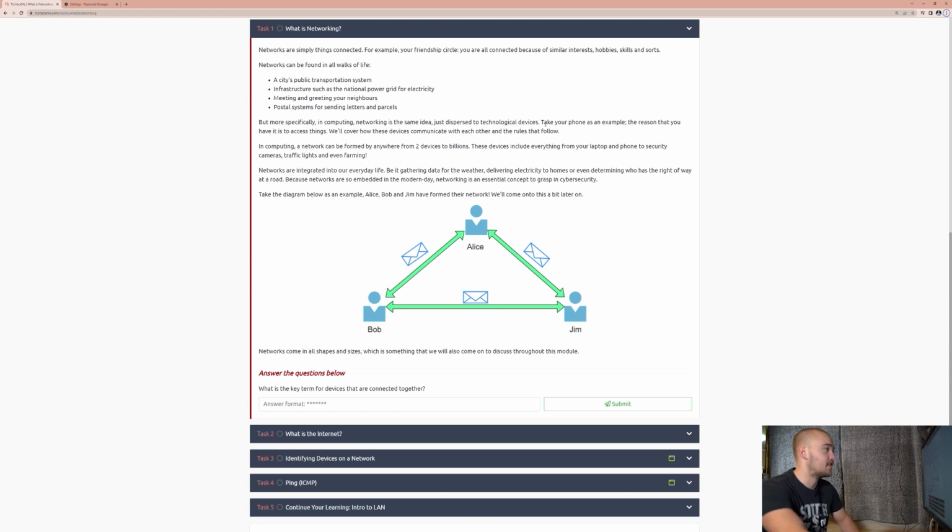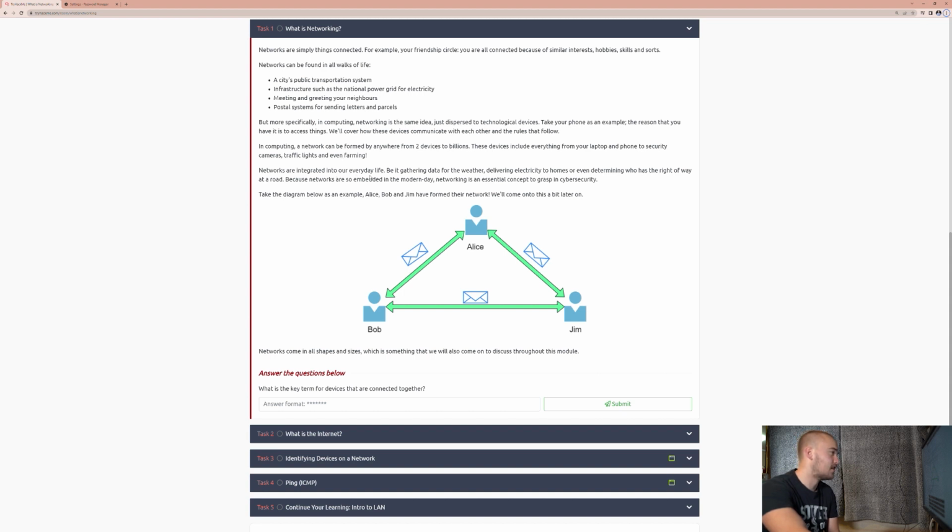to the technological devices. Take your phone as an example. The reason that you have it is to access things. We will cover how these devices communicate with each other and the rules that follow. In computing, a network can be formed anywhere from two devices to billions. These devices include everything from your laptop and phone to security cameras, traffic lights, even farming.